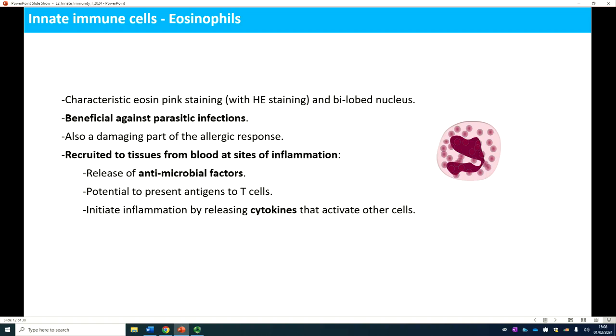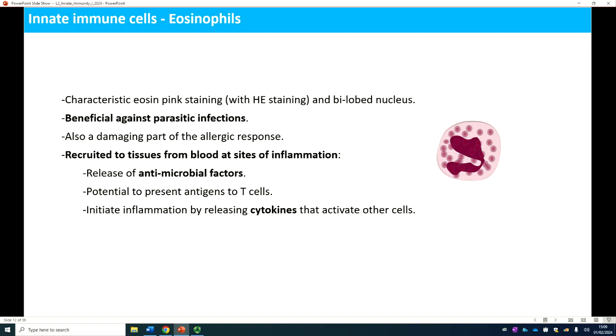The next granulocytes to look at are the eosinophils. These have quite a characteristic staining, and you probably saw that on the blood smear from the last lecture. They stain brightly, a bright pink, when you use H&E staining. They also have a bilobed nucleus, and they play a really beneficial role in parasitic infections. But they also play a damaging part in the allergic response, because you can imagine that in the Western world, we don't really encounter parasitic infections that much. So we get an immune response that's a little bit skewed, and this is where you can have issues with allergy.